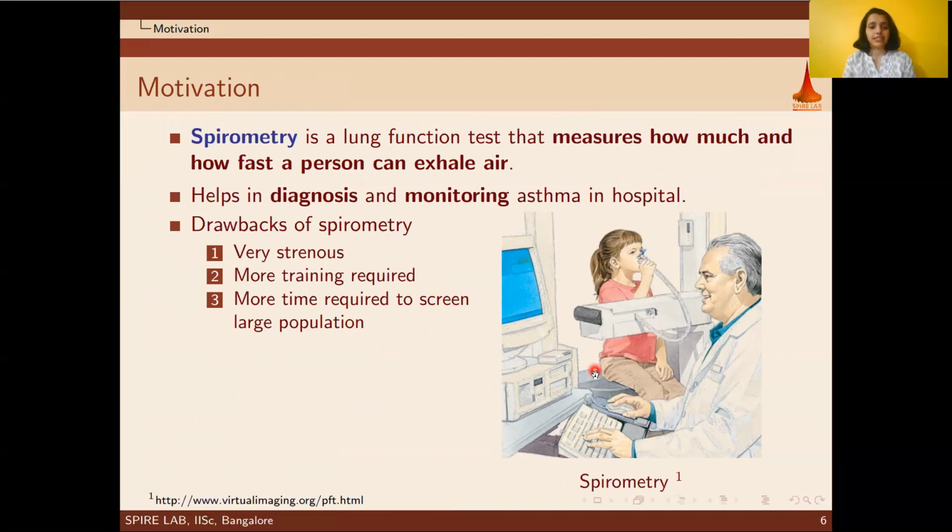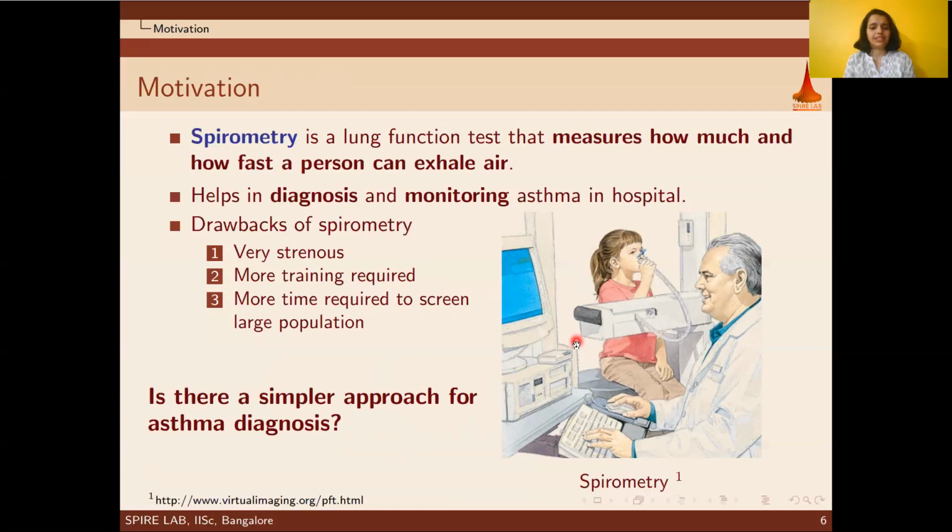According to the age, gender, height, and weight of the patient, some reference values of spirometry have been predicted. These predicted values are compared with the measured values of the patient. If there are any discrepancies between reference values and the measured values, it helps to diagnose or monitor asthma. This whole process is very strenuous, especially for elderly people and kids. It takes a long time and it requires special training as well.